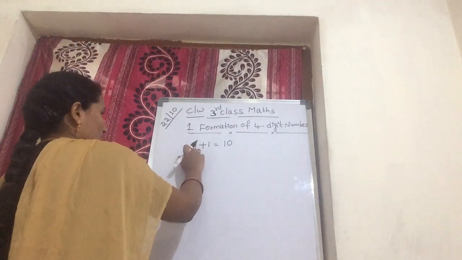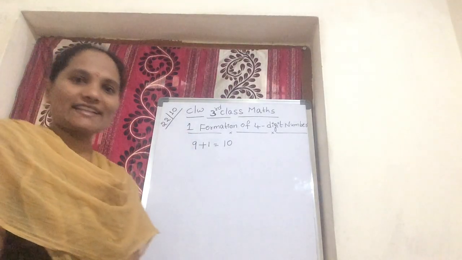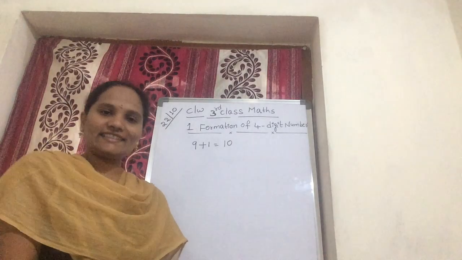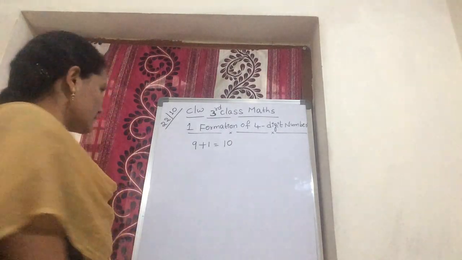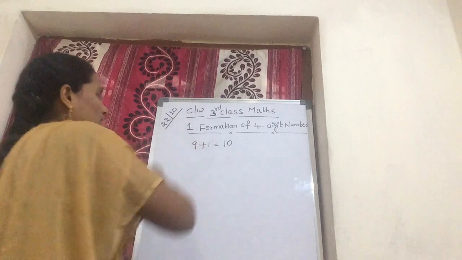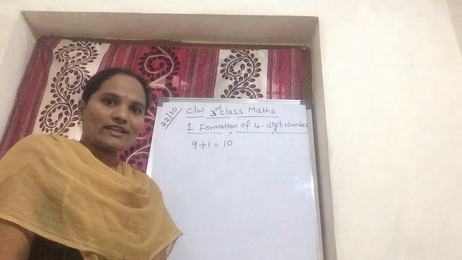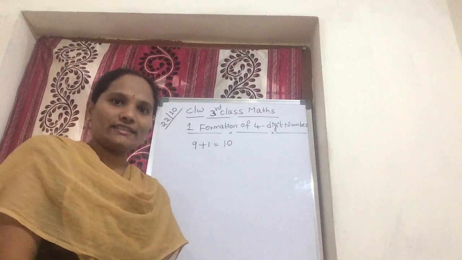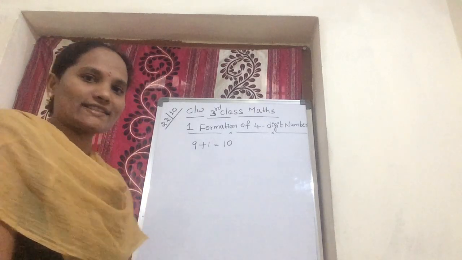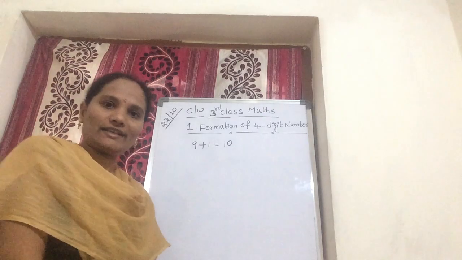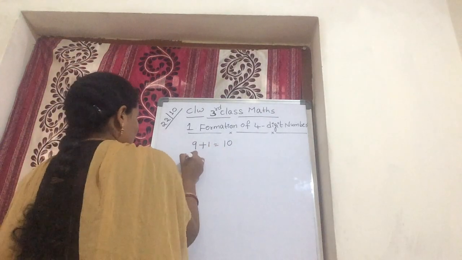Okay, children. 9 is the greatest one-digit number, and when I add 1 to the greatest one-digit number, I get the smallest two-digit number. Now this, don't write, Amma. Please listen. Now next.